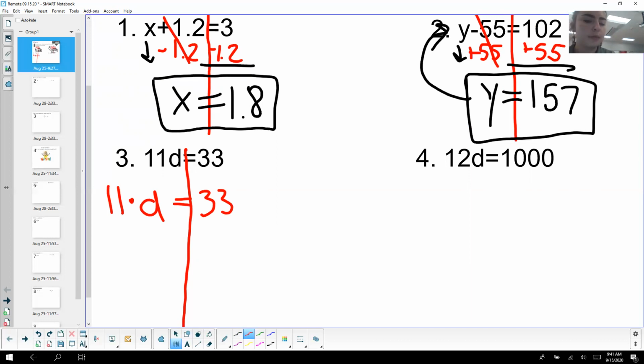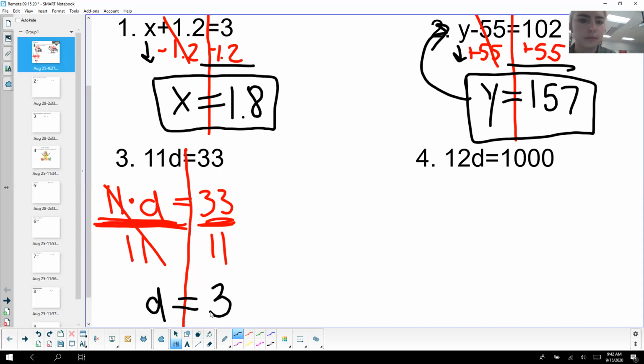All right. I'm going to get rid of that 11 by dividing both sides by 11. The reason I'm dividing both sides by 11 is so that I can cancel that multiplication to the d. I want to get d all by itself, isolated. The opposite of multiplication is division. Whenever you see me use this bar on both sides, it means that I am dividing. So 11 divided by 11 cancels. I'm going to be left with d equals 33 divided by 11, which is going to give me 30.